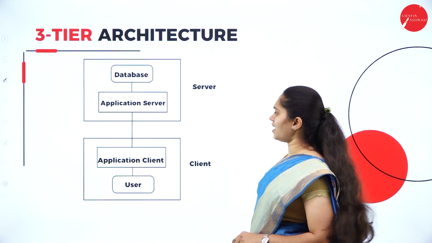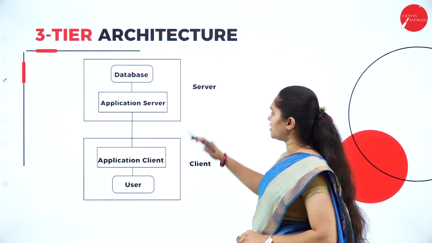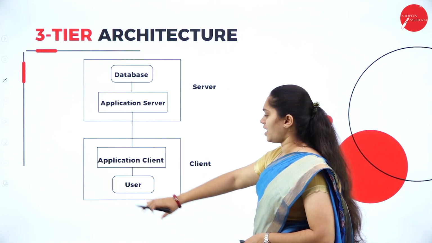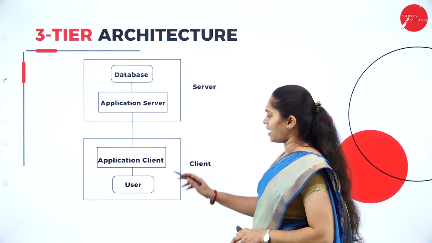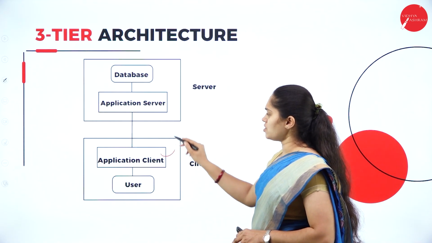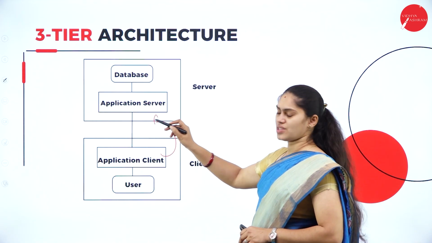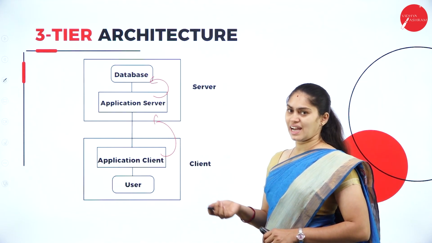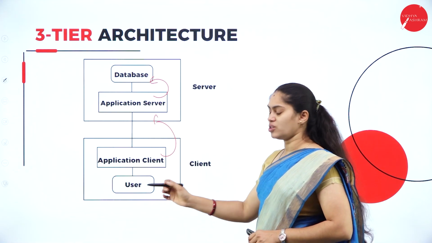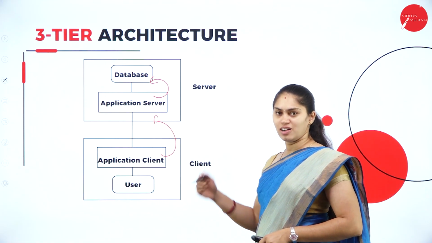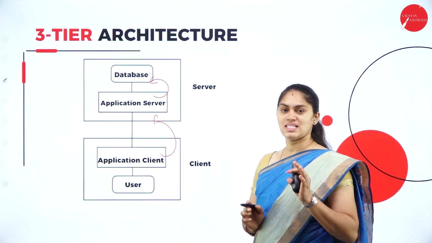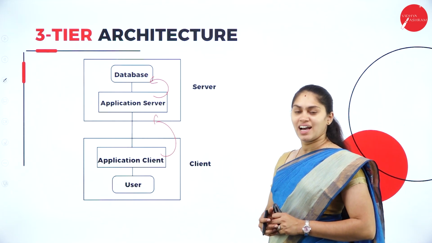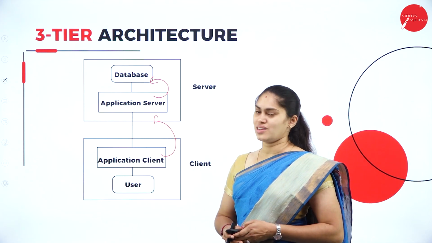Here you can see what the client-server three-tier architecture looks like. We have a user and an application client. The application client sends the request to the application server. The application server reaches out to the database. Then the same thing happens in reverse order to send the response. These are the different types of DBMS architecture. I hope you all understood this concept also.